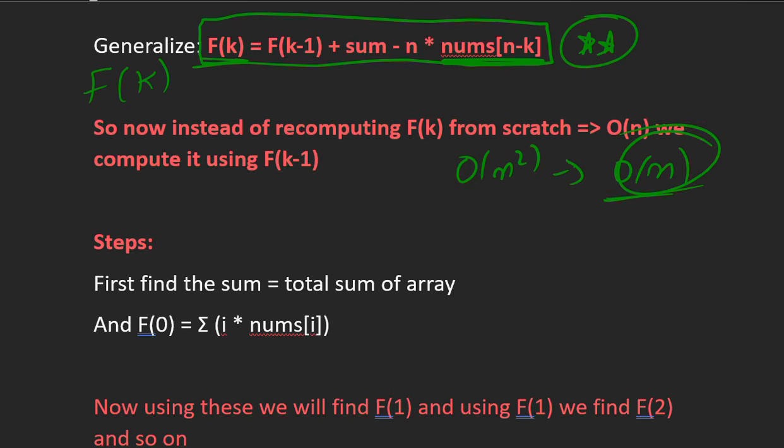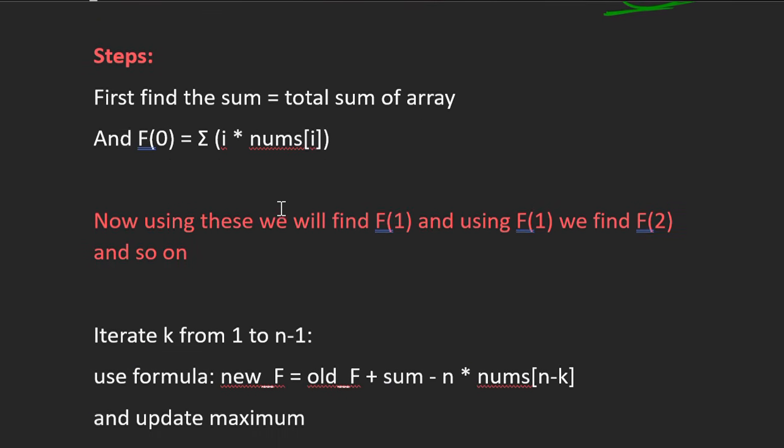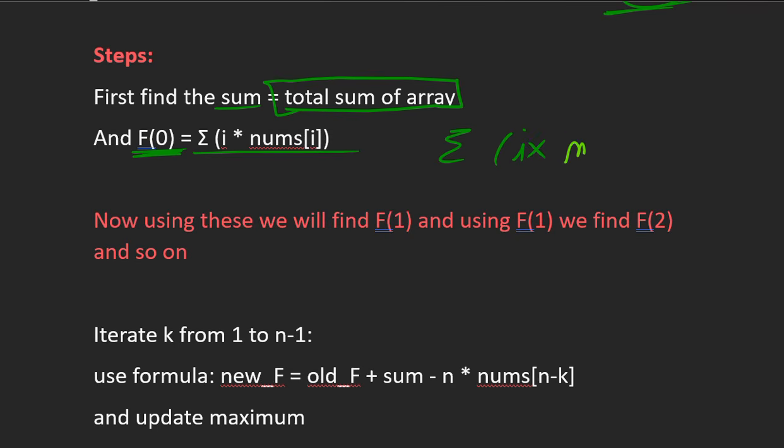So what will be our steps? First of all, we'll find the sum of the array, which is the total sum of all the elements, and then we find f of 0, right, which is the summation of all the elements i into nums of i, where i iterates from 0 to n. So we find the sum and f of 0. Now we use f of 0 to calculate f of 1, right?